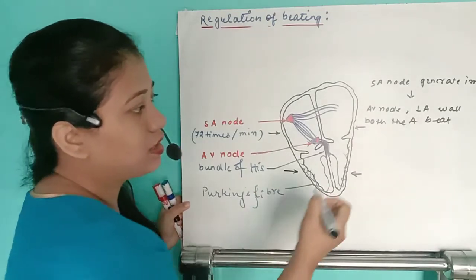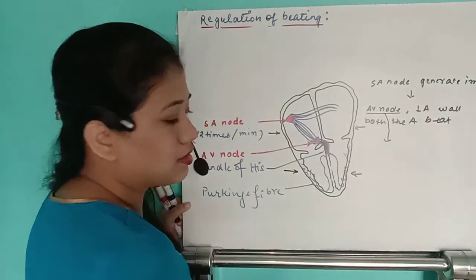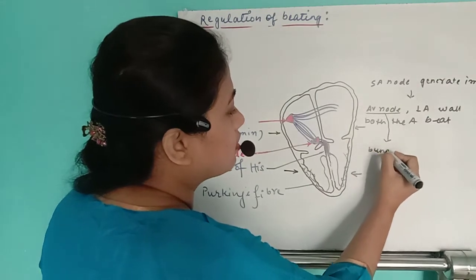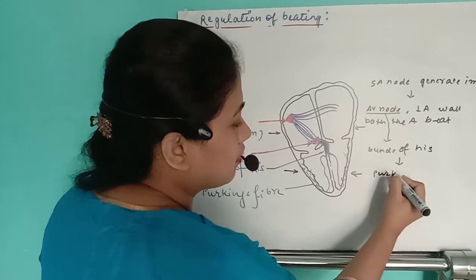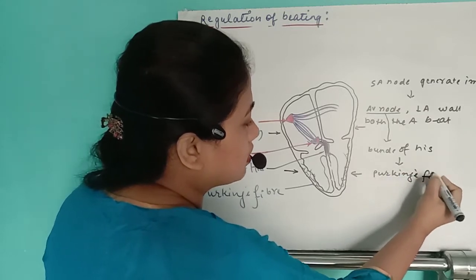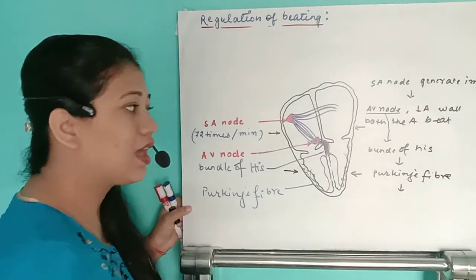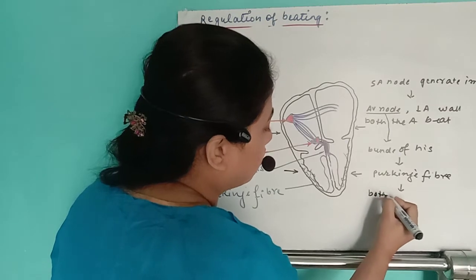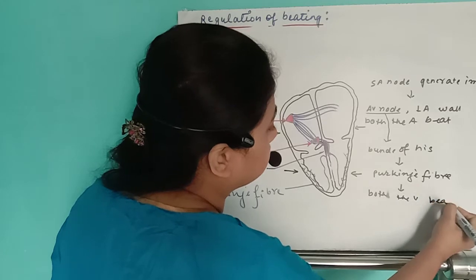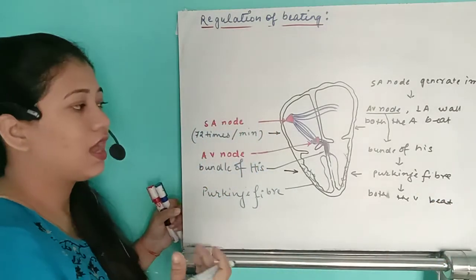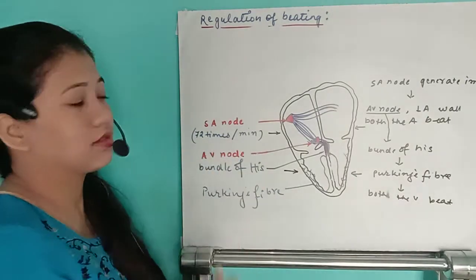Now what will happen? This AV node gets this impulse, right? So from this AV node, it propagates the impulse to the bundle of His. From the bundle of His, it will go to the Purkinje fiber, and after the Purkinje fiber gets this impulse, it depolarizes the ventricular wall, and after that both the ventricles beat. And this way the complete beating of the heart occurs by these muscles, right?